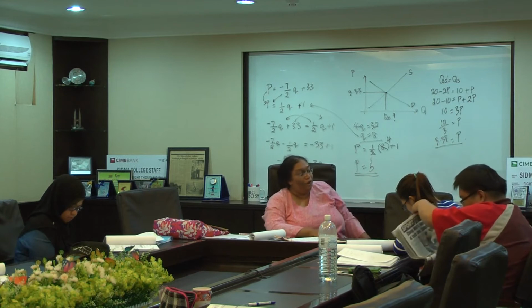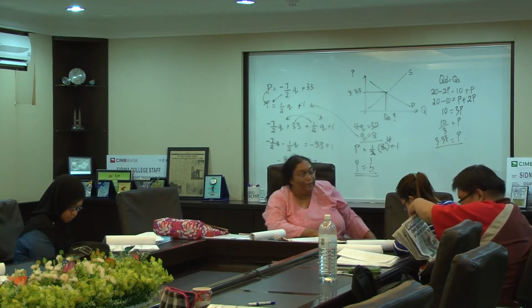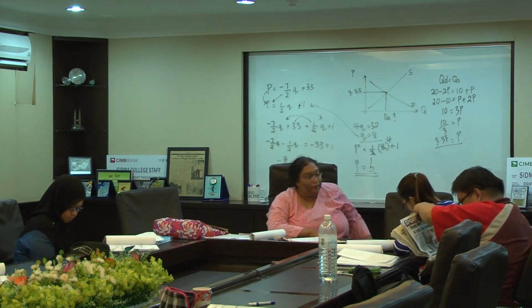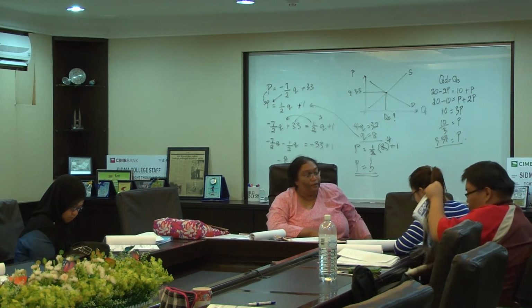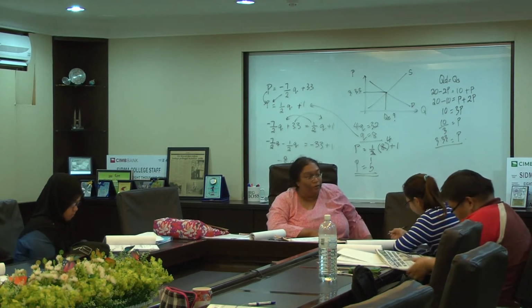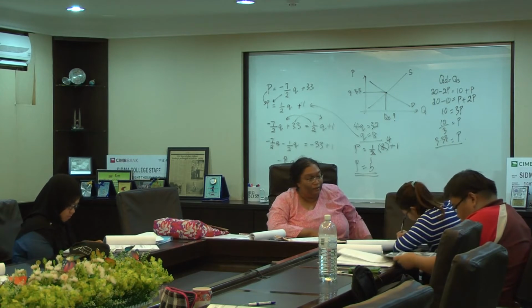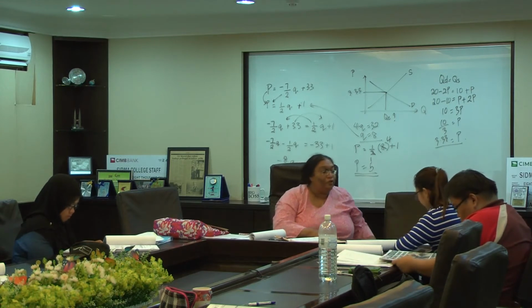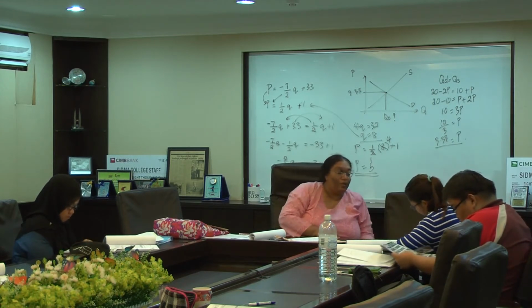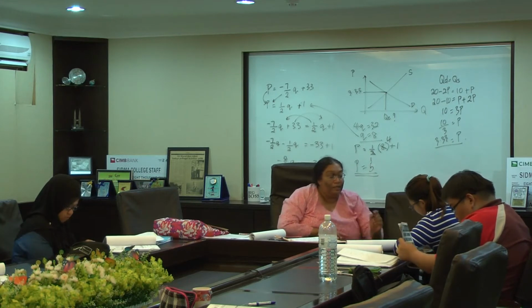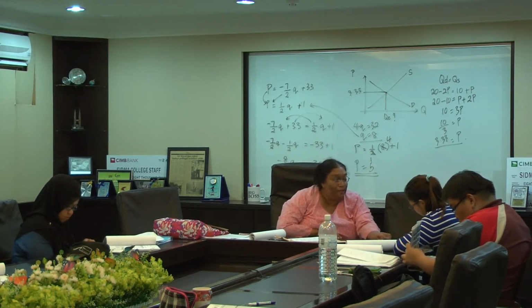40P equals to 400, correct? How much is 1P? Yeah. So write P equals to 10. Okay, now you can substitute in any equation. Which one is easy, you think, to substitute? Is it demand or you want to substitute in supply? It's up to you. You still get the same answer.